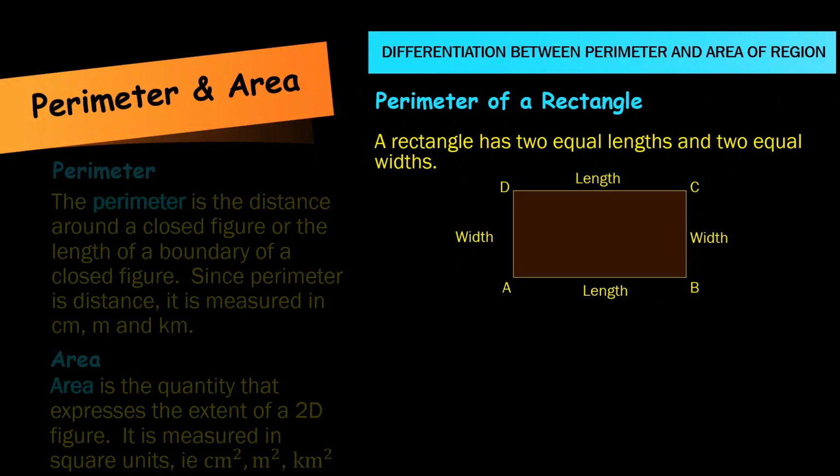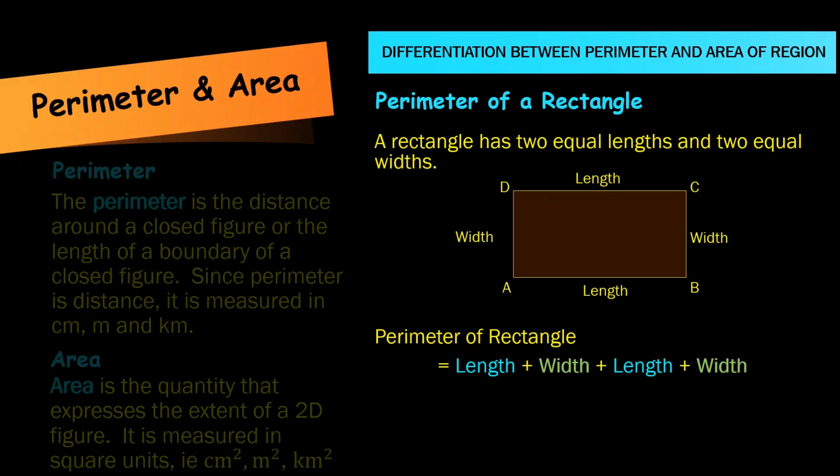Now let's take a look at a rectangle. A rectangle has 2 equal lengths and 2 equal widths, as shown in the diagram. The perimeter of a rectangle is therefore equal to length plus width plus length plus width.